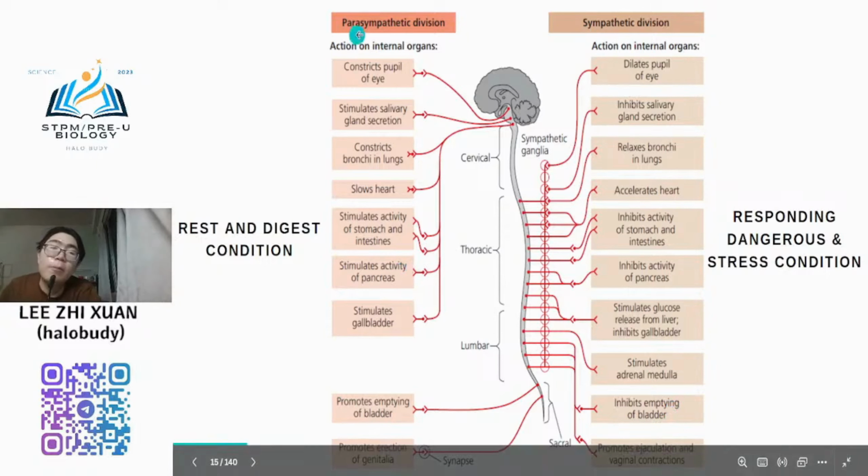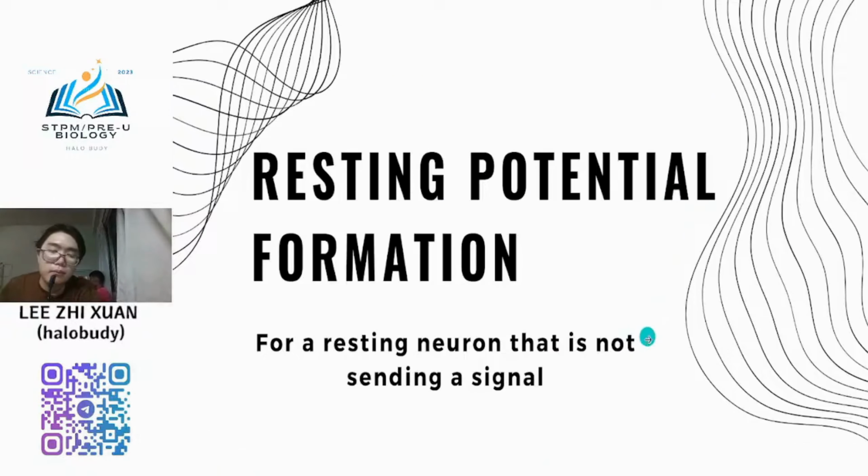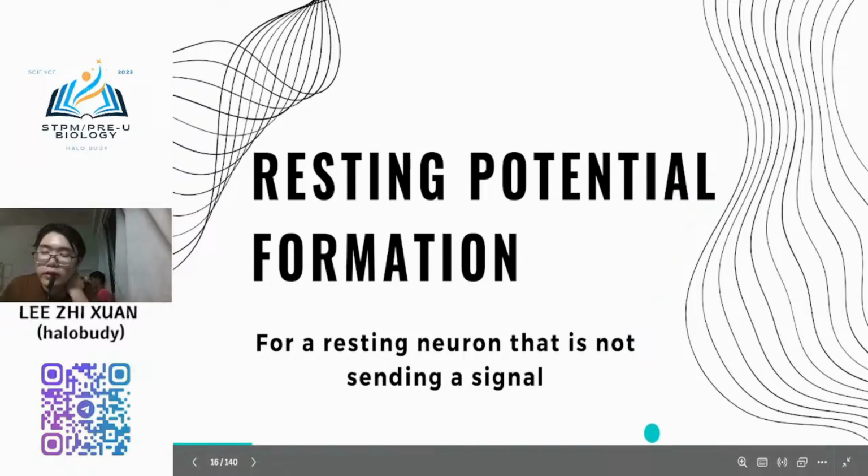Yeah, and then for parasympathetic, it is the reverse action of the sympathetic. Okay, so that's all for the differences between parasympathetic and sympathetic. Okay, so any questions so far? So I think no questions.